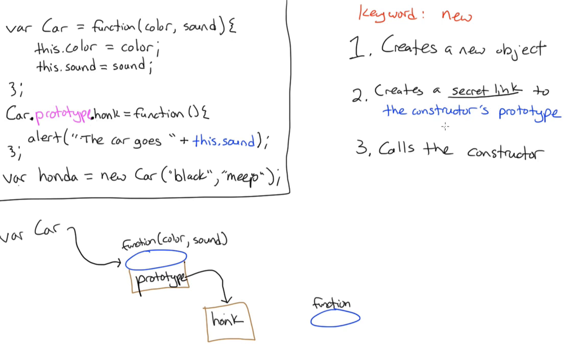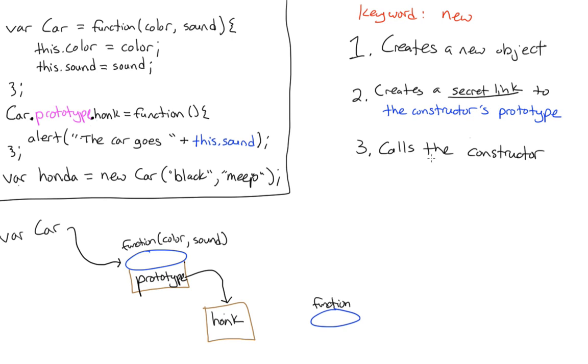So let's see that in action. This secret link is not accessible via JavaScript. There are ways to detect it, but you cannot access it and you cannot change it. So let's see what happens when we do new car with these 2 arguments. So the keyword new is going to do these 3 things.